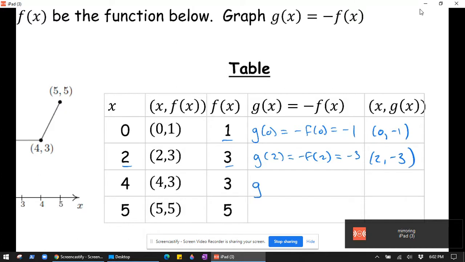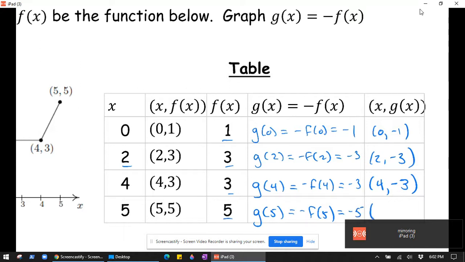Plugging in 4, g of 4 is negative f of 4, but f of 4 is 3, so that's also negative 3. So we have the point 4, negative 3. And then finally plugging in 5, we get g of 5 is equal to negative f of 5, but f of 5 is 5. So we get negative 5. So we've got the point 5, negative 5.